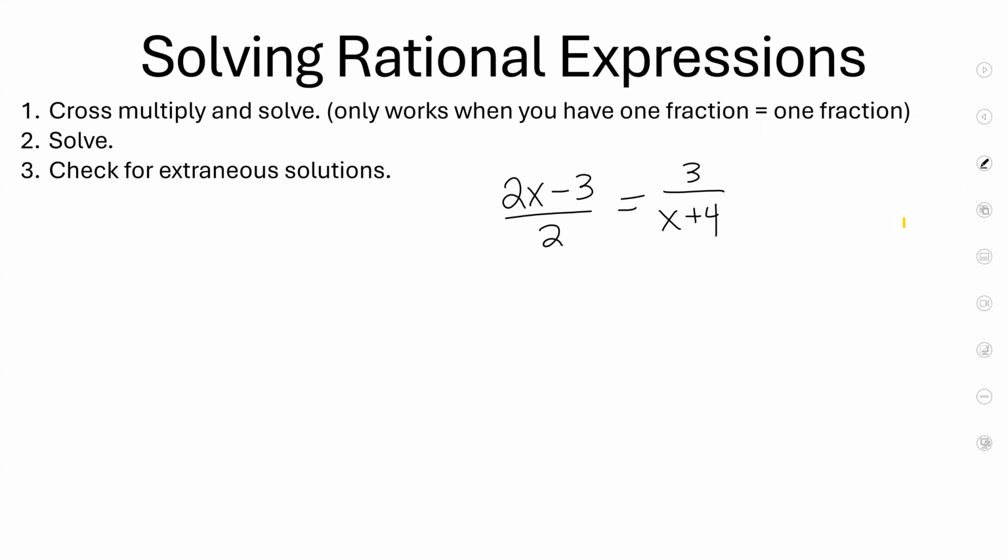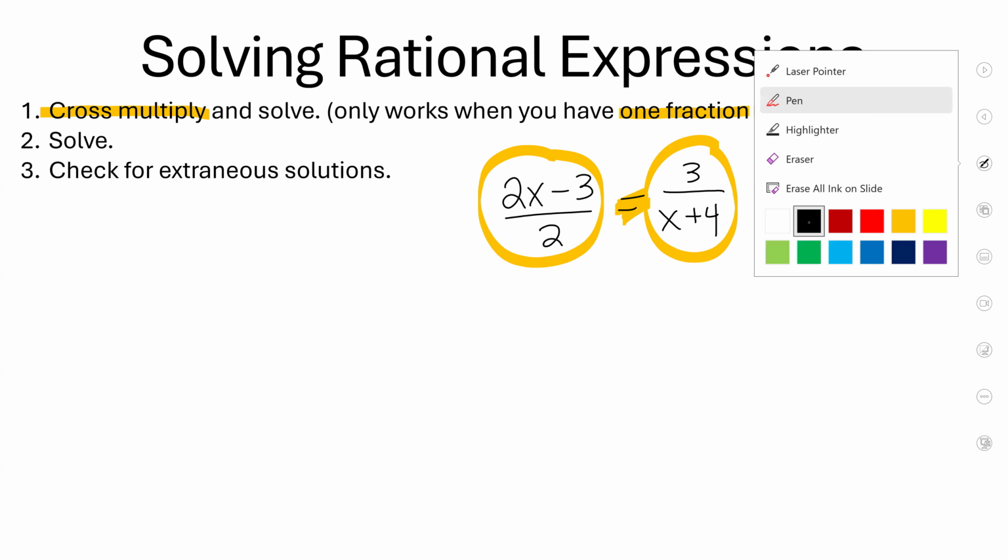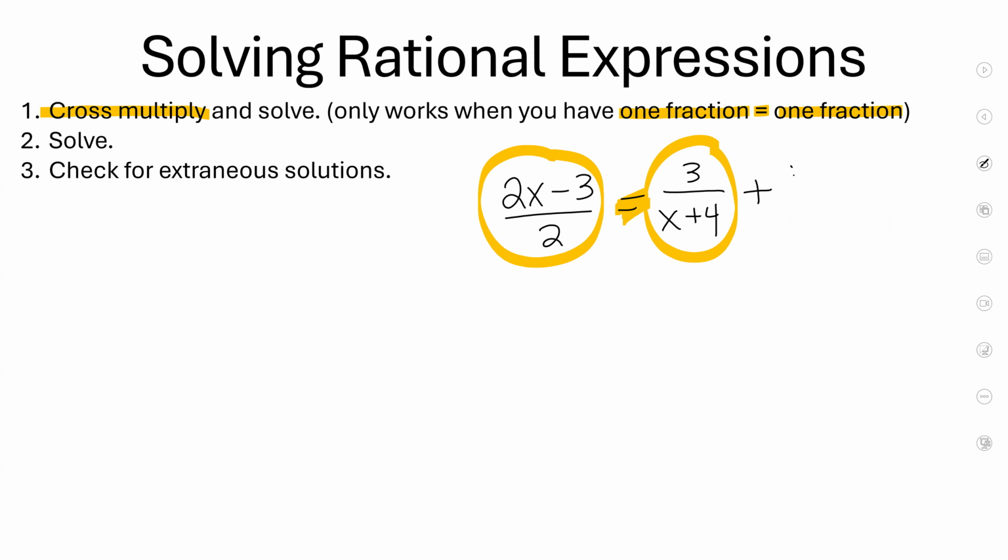This only works when you have one fraction equaling another fraction. Here I have a single fraction equaling a single fraction. That means I can cross multiply. However, we will do problems where you have a second fraction like this. You can think of this as over 1. Any number can become a fraction by putting it over 1, okay? So think of this as 2 fractions. I cannot cross multiply because I have 2 different things, okay?